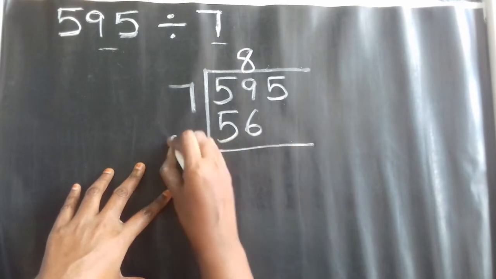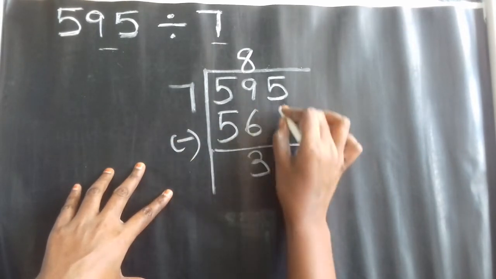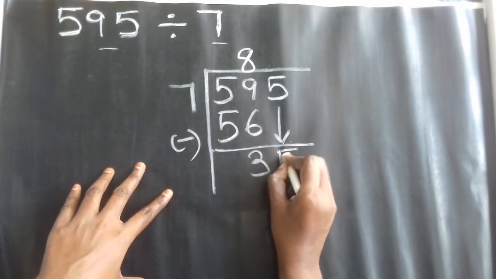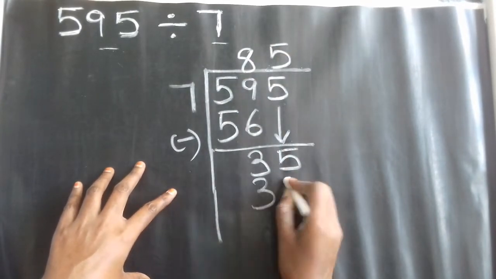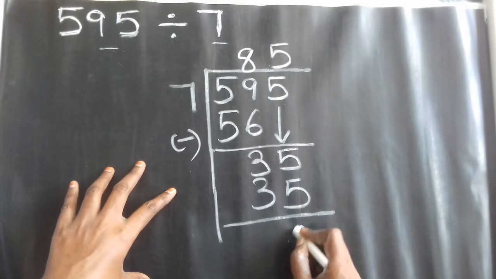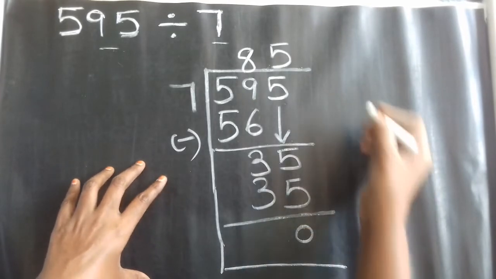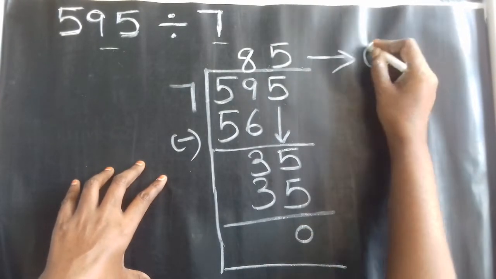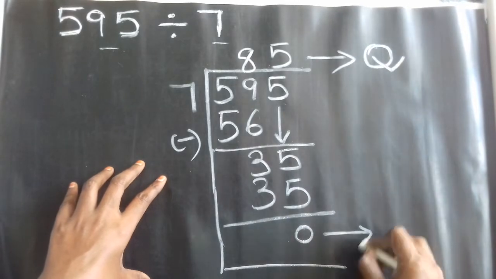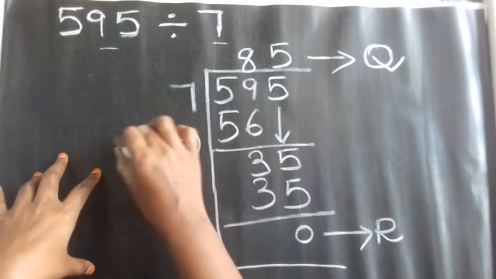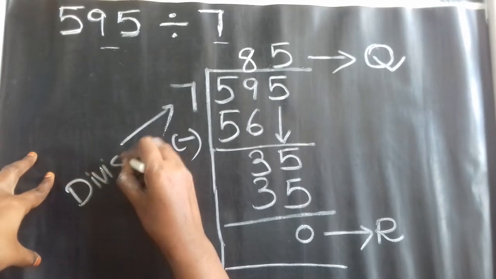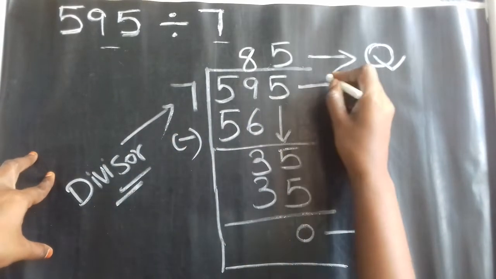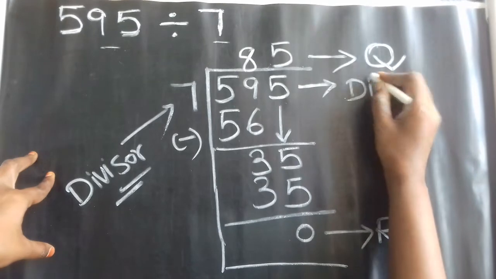If you subtract this, you will get 3. 7 into 5 times is 35. When you subtract, you will get 0. So quotient is 85 and remainder is 0. 7 is a divisor and 595 is dividend.